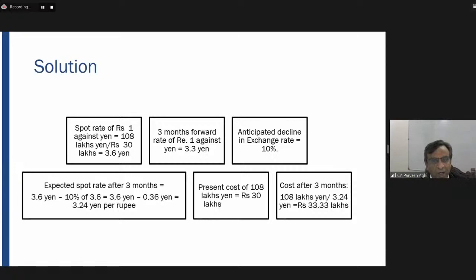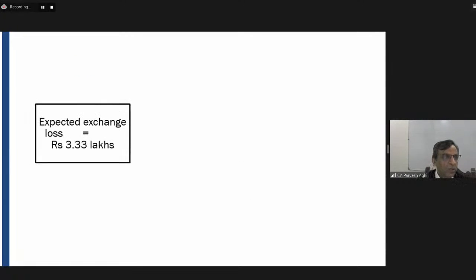30 lakhs. So cost after 3 months will be 108 divided by 3.24, which is 33.33 lakhs if the exchange rate declined by 10%. So the cost is going to go up from 30 lakhs to 33.33 lakhs. Now, the expected loss is going to be 3.33 lakhs.